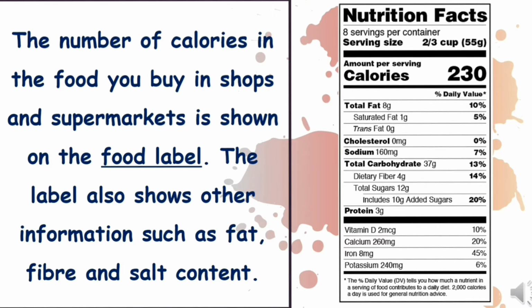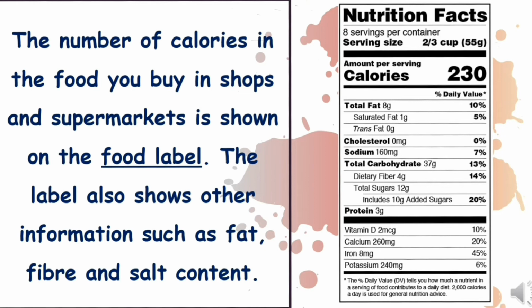This label actually shows information, not only about the number of calories, but also information such as fat, fiber, salt content. You can see here the amount per serving. Calories 230. Can you see that? Total fat is 8 grams, and they have broken down the fat. And below they are showing you cholesterol, sodium. Sodium is actually the amount of salt content. And they're showing you the total carbohydrates, protein, vitamin D, calcium, iron, potassium. These are minerals and vitamins for our body.